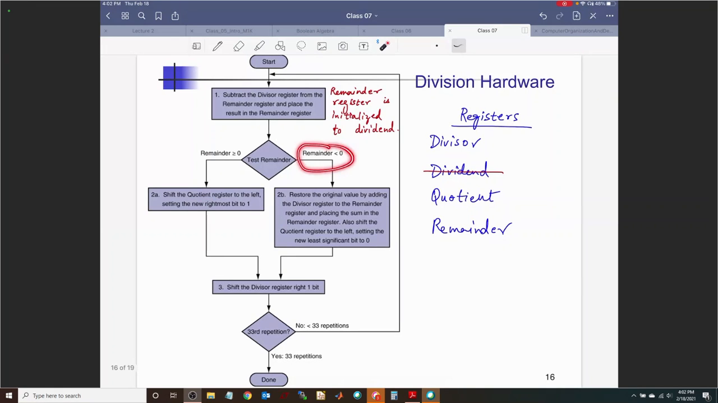If it was less than 0, then you perform 2b, which is I did not consume my divisor in my dividend. So restore the original value by adding the divisor register to the remainder register and placing the sum in the remainder register. So whatever you subtracted earlier, you undo that by adding the divisor back into the remainder register. Answer goes back into the remainder register. In other words, 2b goes back to whatever you had before step 1 was completed, right?